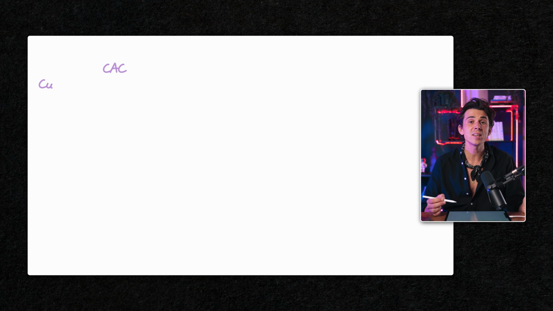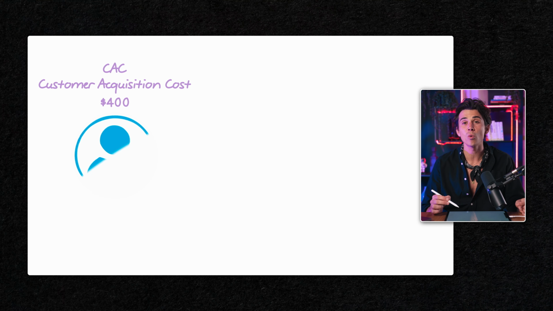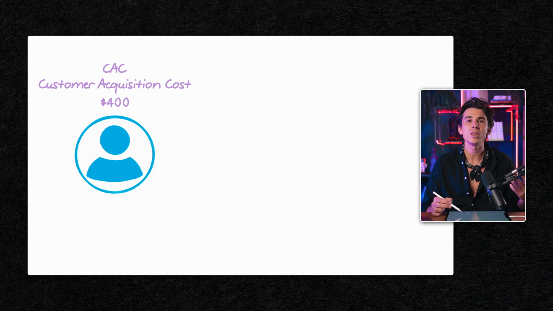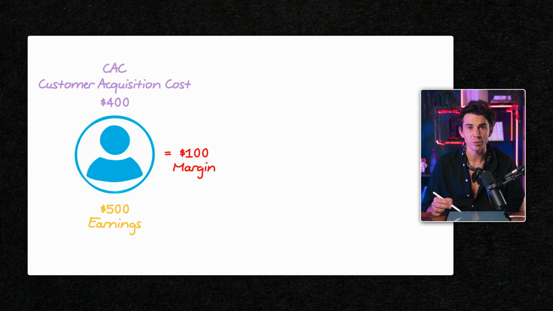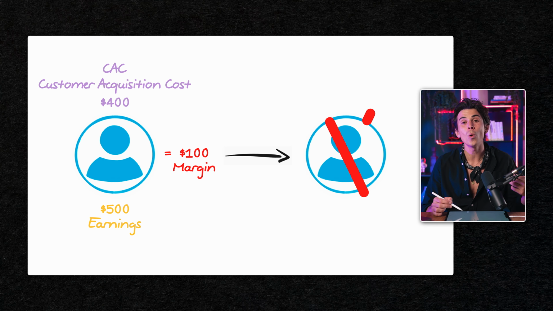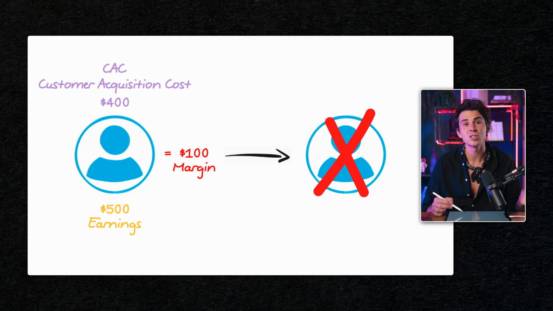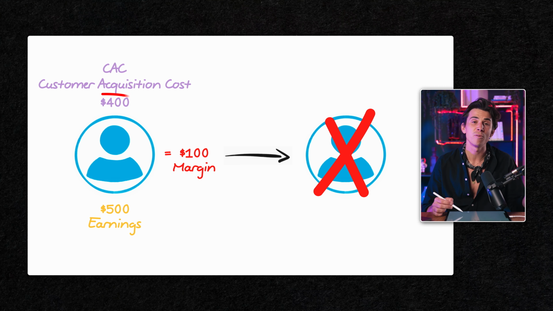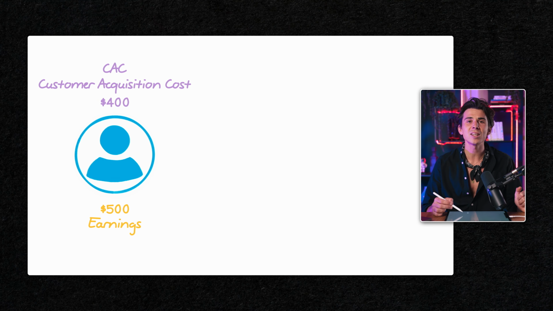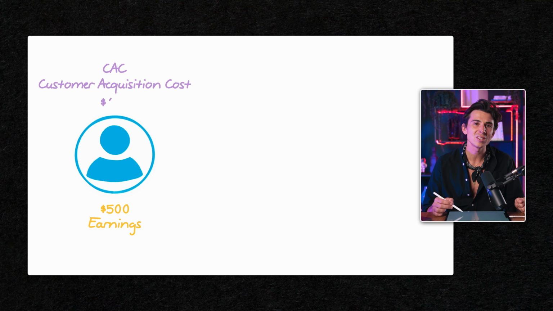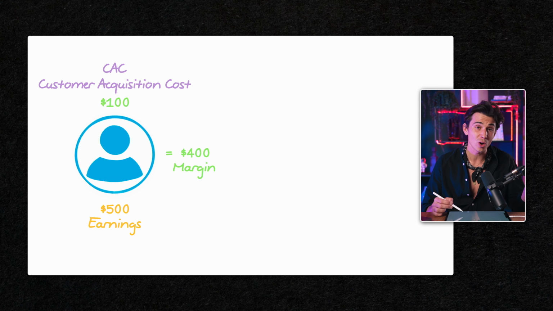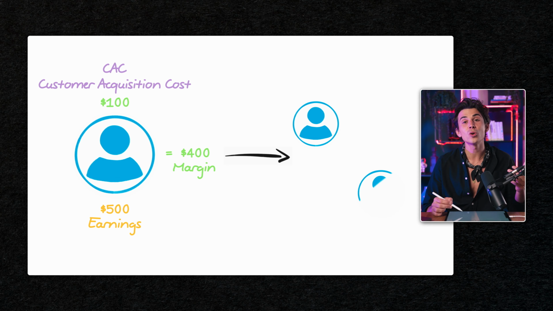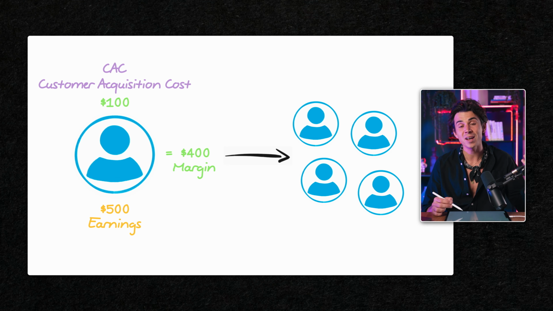For example, let's say that you spend $400 to acquire one customer that will pay you $500. It means that your margin is $100. And with that $100, you won't be able to acquire another customer since your customer acquisition cost is $400. But now, let's say that you manage to reduce your customer acquisition cost to $100. It means that your margin is now $400. So technically, you could acquire a lot more customers faster now.